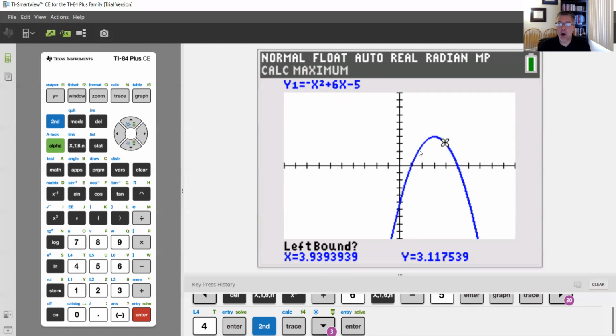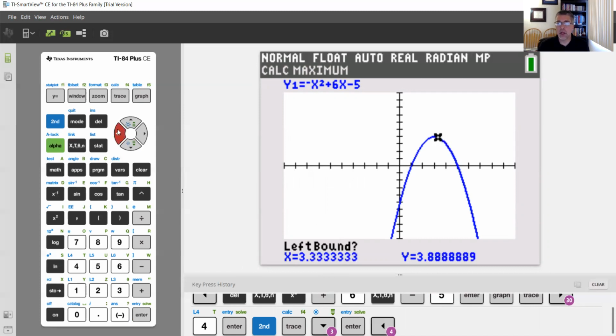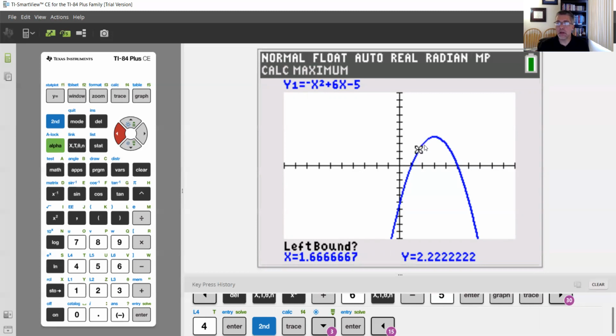And it says, what's the left bound? I want to be on the left side of the maximum value. So I actually need to arrow over using the arrow keys. I'm going to arrow to the left so that I am left of the maximum. It doesn't matter how far left of the maximum I am. I'll stop right there, and then I want to hit enter.